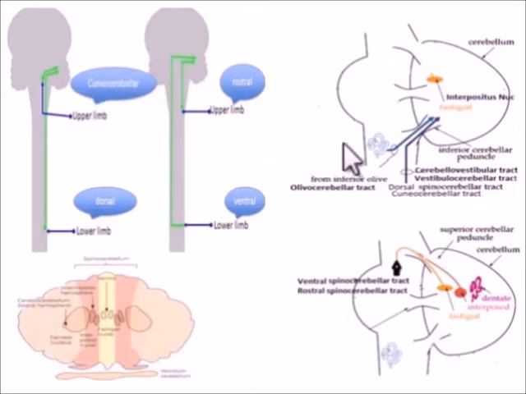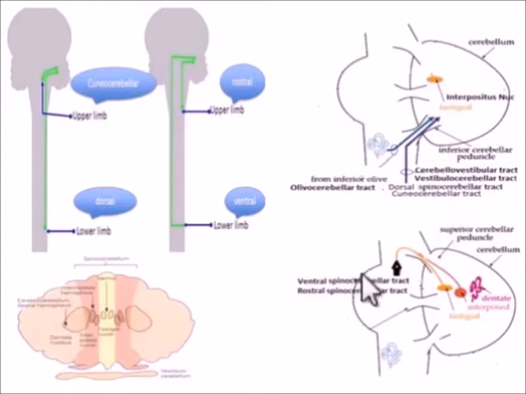So you can see here, through the inferior cerebellar peduncle also enters this tract. This is the dorsal spinocerebellar tract and cuneo-cerebellar tract that carry proprioceptive sensation from the lower limbs and upper limbs.